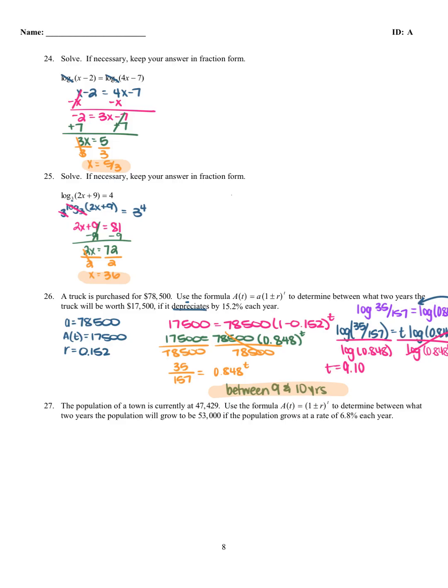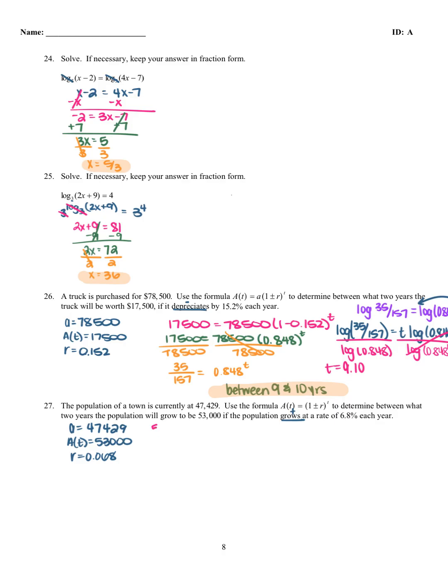For number 27, it tells you that the population of a town is currently 47,429. You're using the same formula that you did in the question before this to determine between what 2 years the population will grow to be 53,000, if the population grows at a rate of 6.8% each year. So with this one, your population is growing, so you're going to be using the addition part of your formula. Your A is the 47,429. A of t is the 53,000, and r is 0.068.